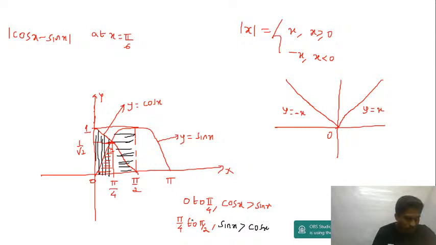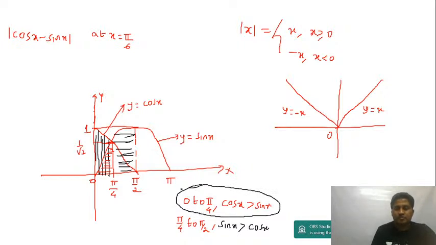You understand? So if I use this logic, guys, between 0 and 45, cos is more than sine. So at x equal to pi by 4, obviously cos x is more than sin x. Please see the graph. Cos x is more than sin x. So this means that cos minus sin is positive.